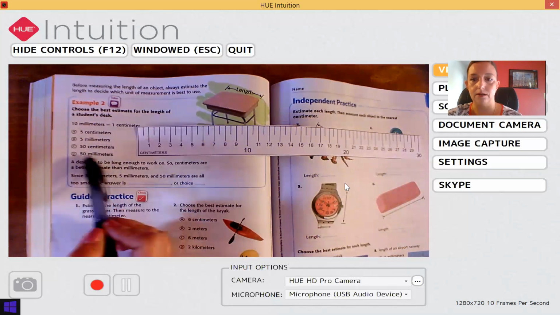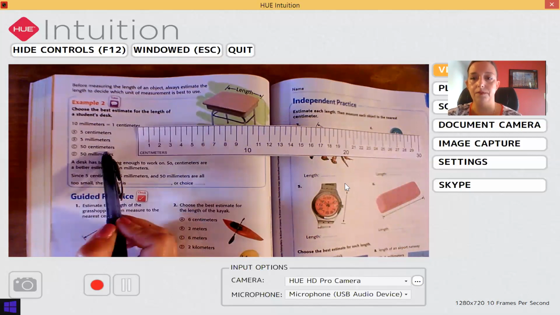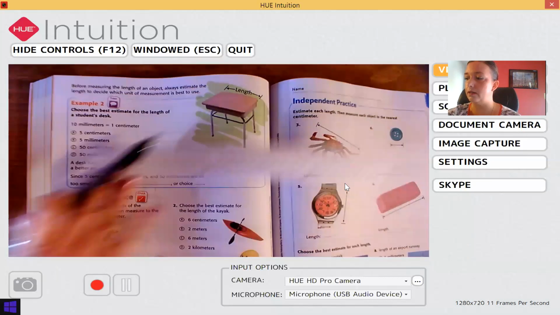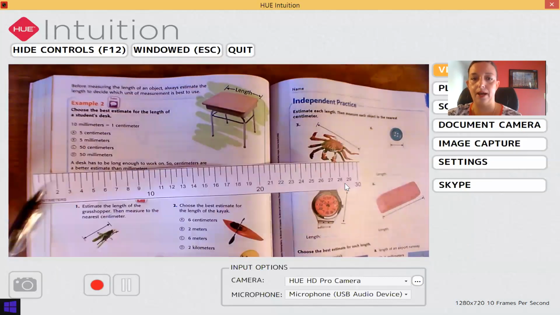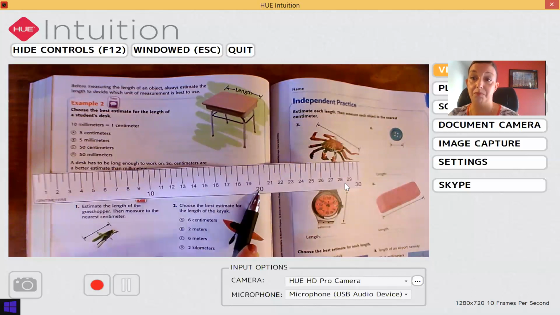50 centimeters, so this is 30 centimeters, this whole ruler. So it would be adding another 2 more of these. That seems like that might be about the size of a desk, right? So having this plus another ruler up to here would probably be about right.